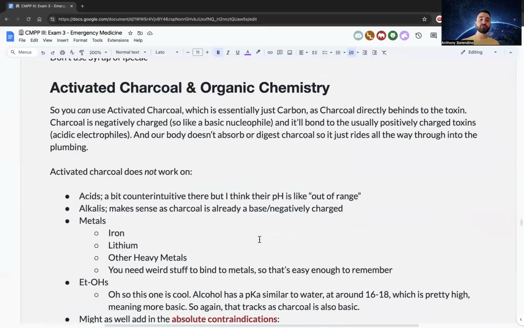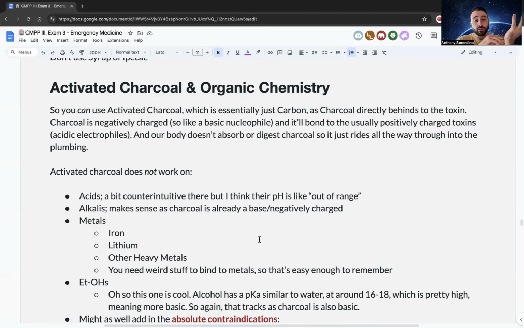All right, so activated charcoal, I try to kind of make sense of this from an organic chemistry perspective. I looked it up. Activated charcoal is negatively charged, right? Like a base. So it does not work on some things. It kind of bonds to acids, but it actually doesn't work on acids. And I guess if it's too acidic, if the pH is too low, it's kind of out of range. It just won't do anything.